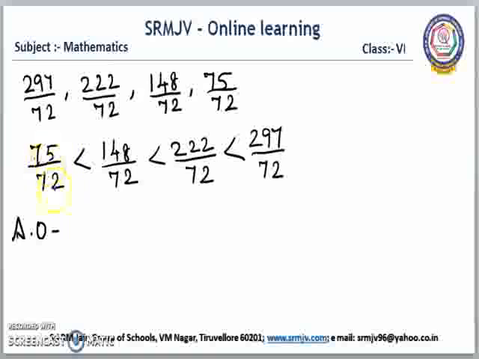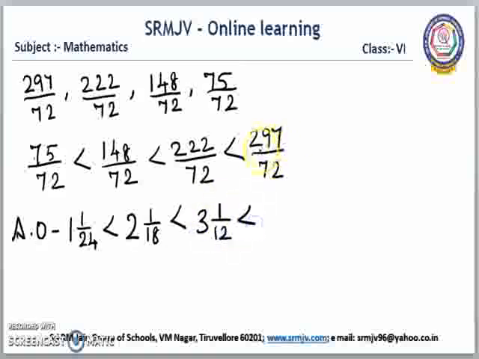We have to write the answer for the given question. So 75 by 72 is representing 1 by 24. Then 148 by 72 is representing 2 1 by 18. Then 222 by 72 is representing 3 1 by 12. Then 297 by 72 is 4 1 by 8. So this is the ascending order for the given mixed numbers.